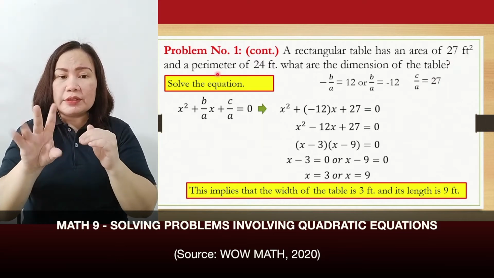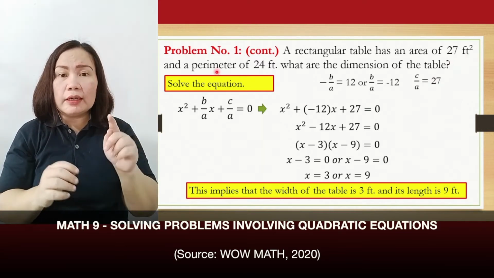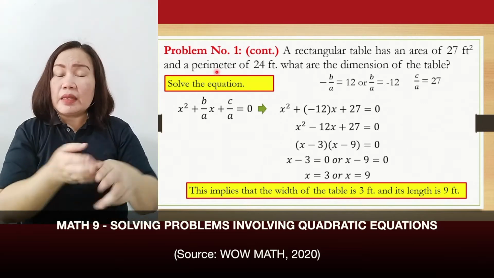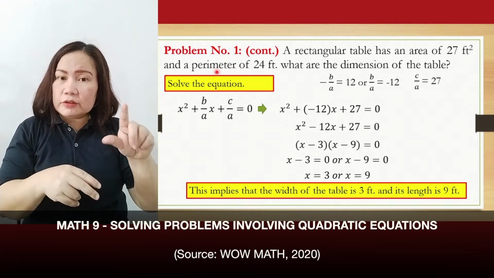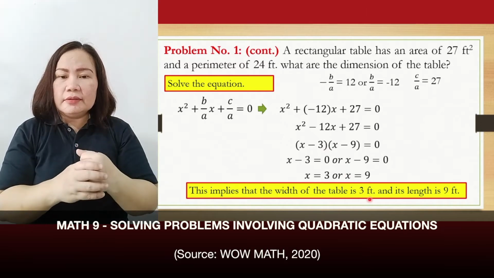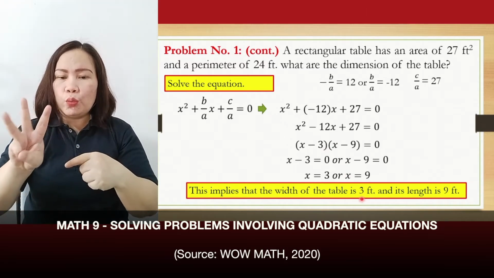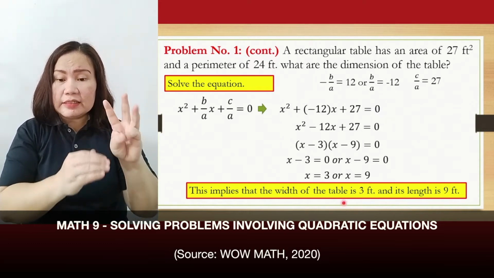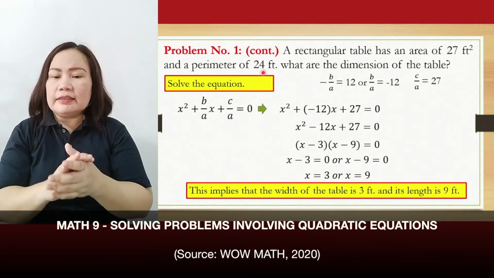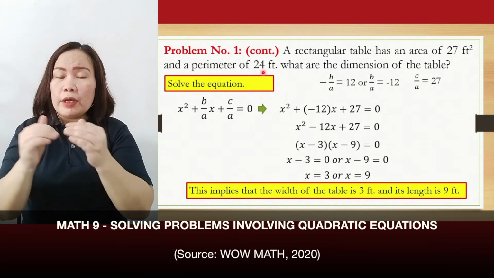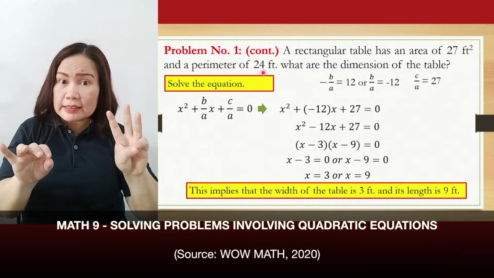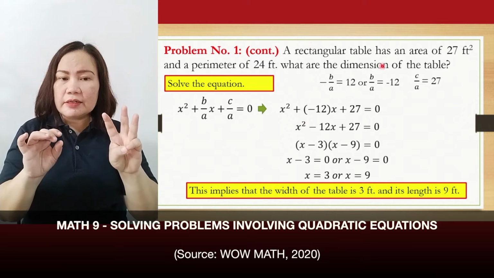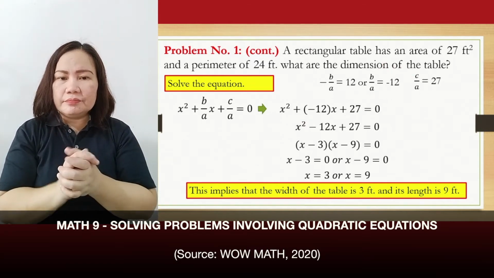Okay? And then, for the perimeter, we will be adding twice its width and twice its length. So, the width, if we were going to multiply it by 2, so 3 times 2, that is 6, and then 9 times 2, that is 18, so 6 plus 18, that is 24 feet. So, it satisfies, or it says that our solution is true in the given problem.